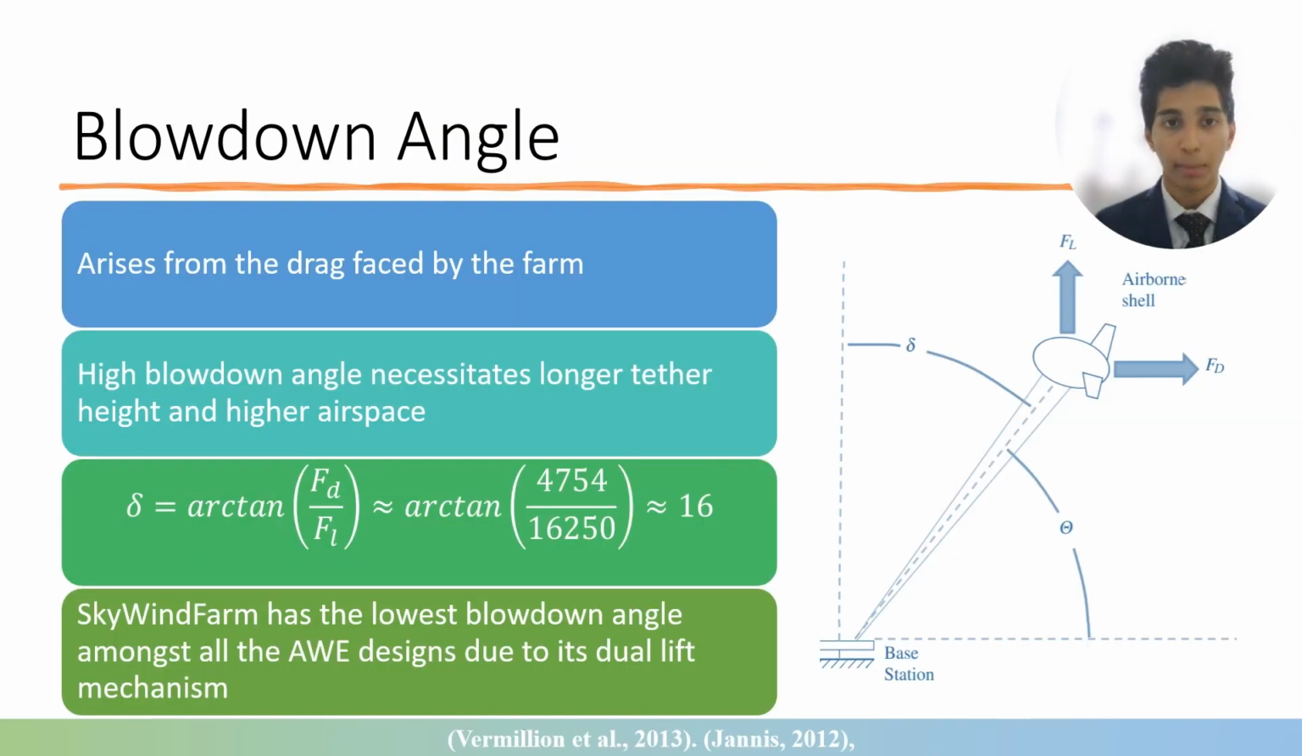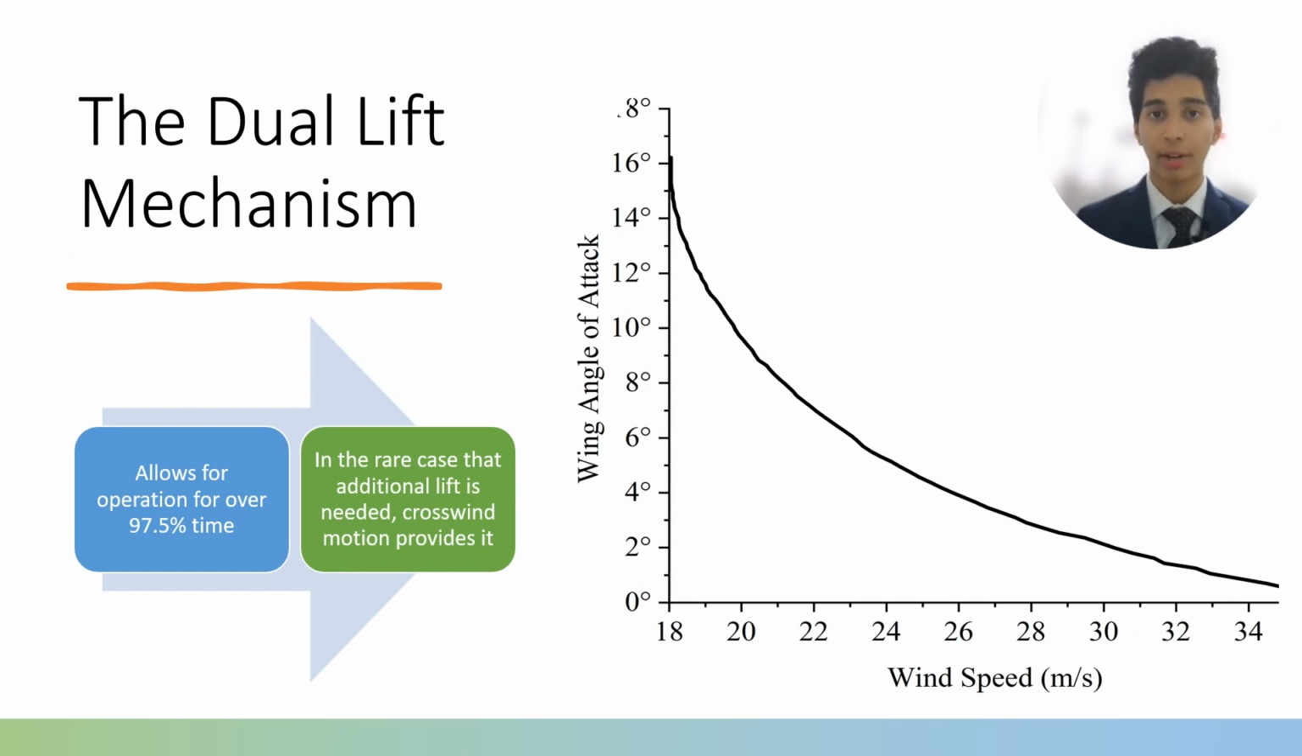The blowdown angle, determined by the ratio of lift to drag, arises from the drag faced by the farm, causing its airborne trajectory to follow a slight angle. A high blowdown angle necessitates longer tethers and consumes substantial space for operation. SkyWindFarm has one of the lowest operational blowdown angles, around only 16 degrees of any AWES, thanks to its dual lift mechanism. SkyWindFarm integrates aerostatic and aerodynamic lift with helium and lift wings, offering system stability and operational flexibility.